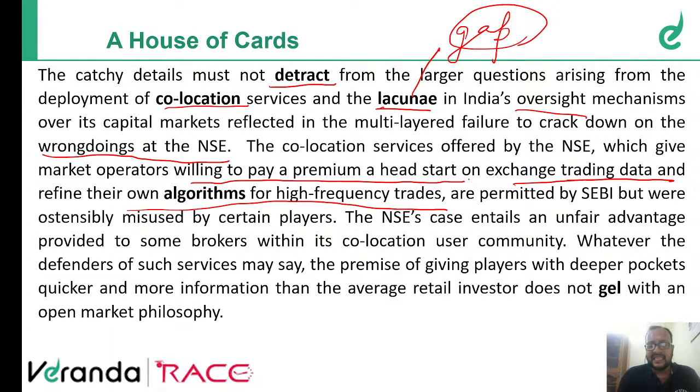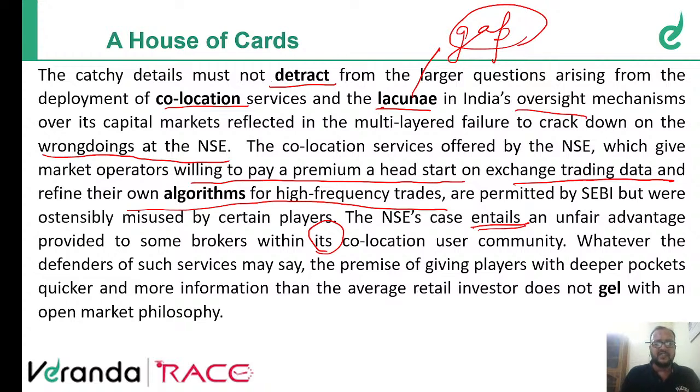The NSE's case entails, means attaches. Entail means attaching something to something else. The NSE's case entails an unfair advantage provided to some brokers within its co-location user community. So what happens is, in this entire NSE issue in which the data was exchanged and exhibited to some of the market players, this case entails, means this adds, a particular unfair advantage to some brokers within its co-location user community. Its here means the NSE. Those players who are brokers very close to the NSE were given unfair advantage.